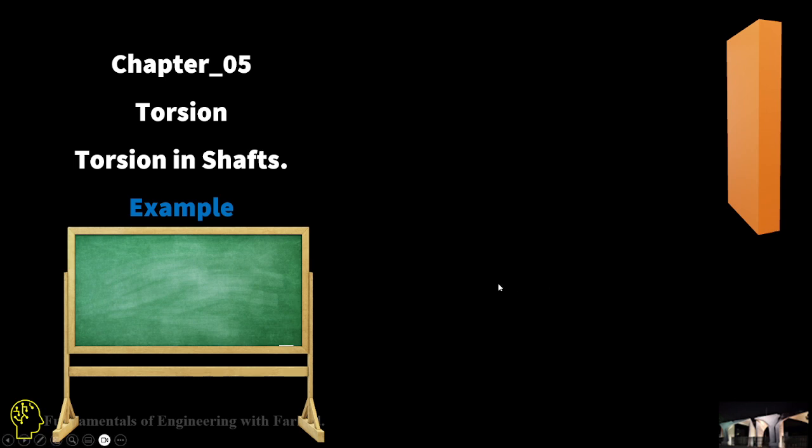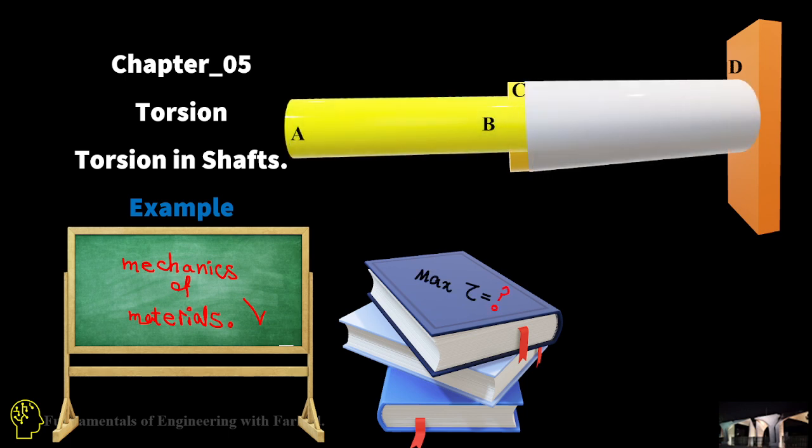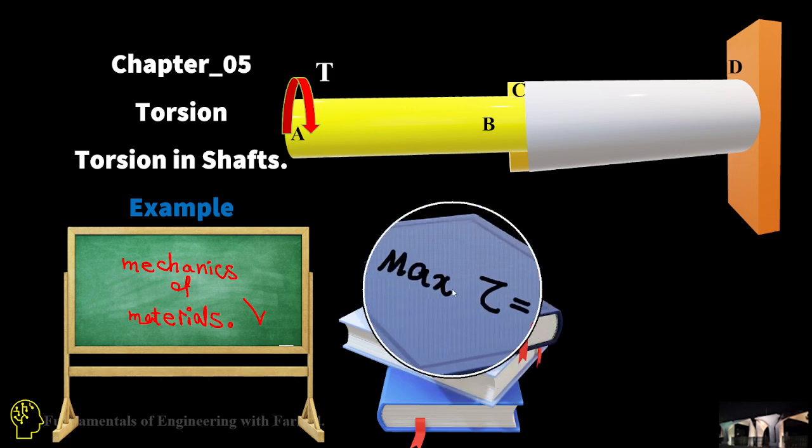Torsion in shafts. Let's solve an interesting example in torsion in shafts. We want to see, if we have such a configuration and a torsional torque applied at the free end, what is the tau maximum in such a case.